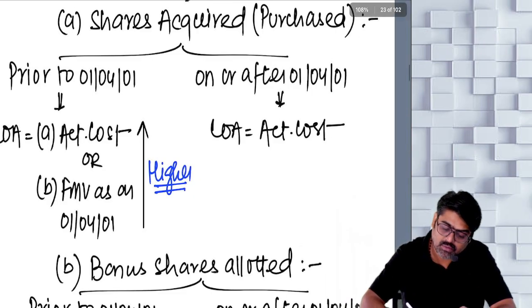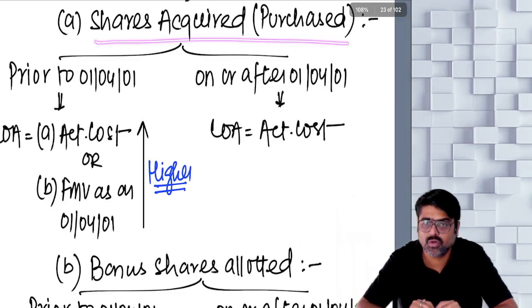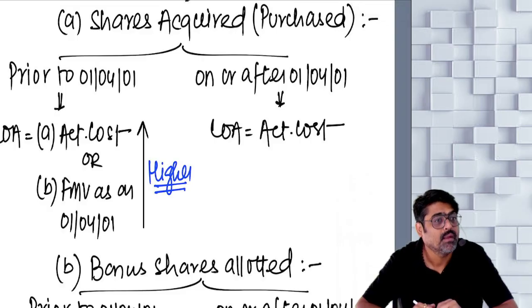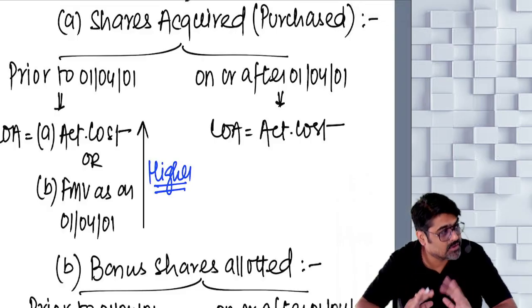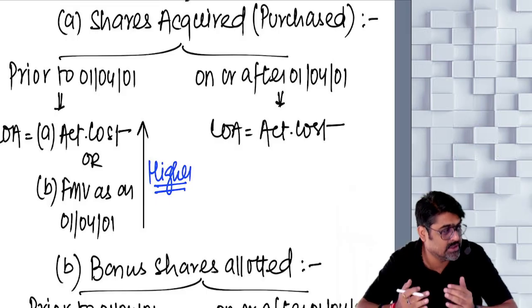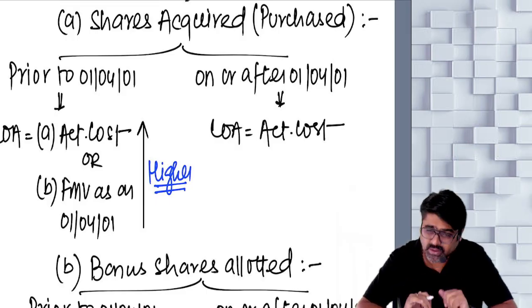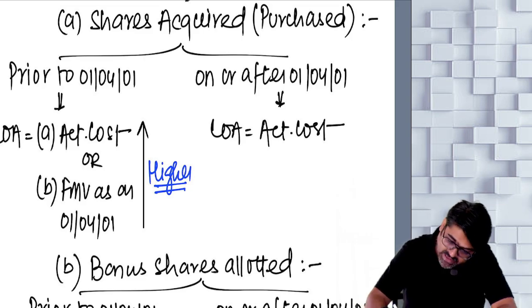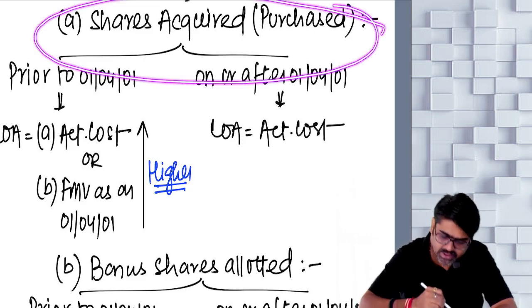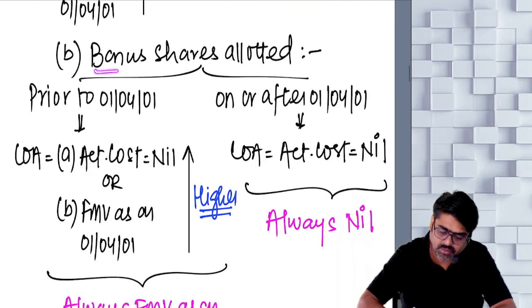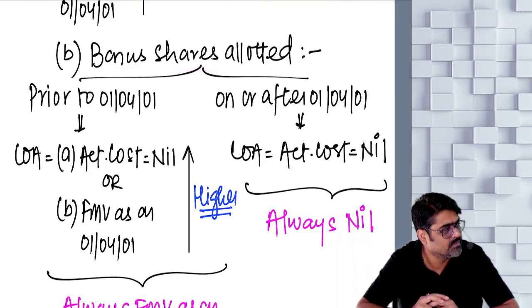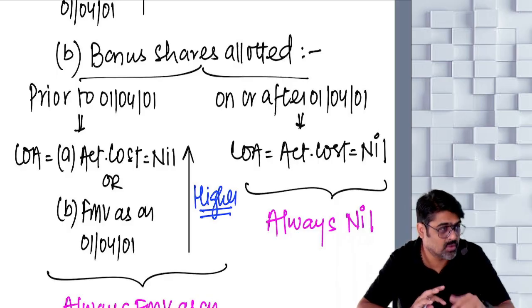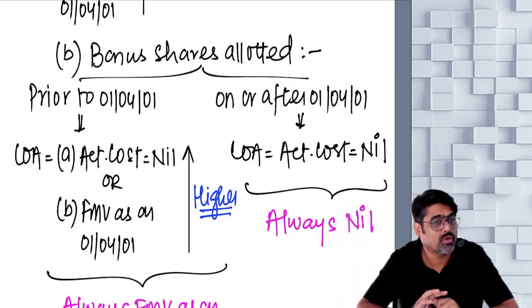Now when you acquire these shares, do you become the shareholder? Based on the shares which you are holding, can the company offer you bonus shares? So based on the shares which you are holding, the company is offering bonus shares. So now you become the owner of bonus shares also. Now bonus shares are also coming to you. What will be the cost of acquisition of bonus shares?